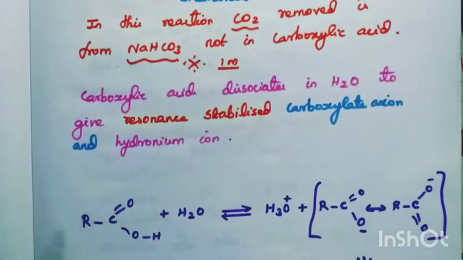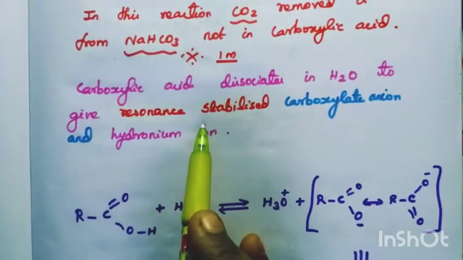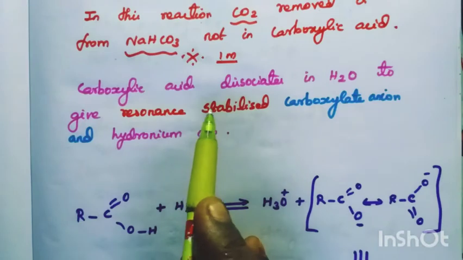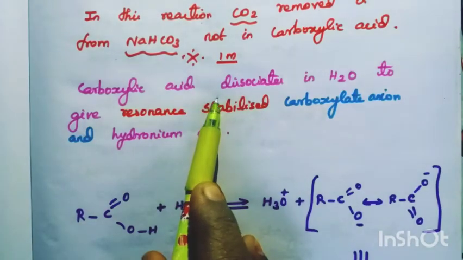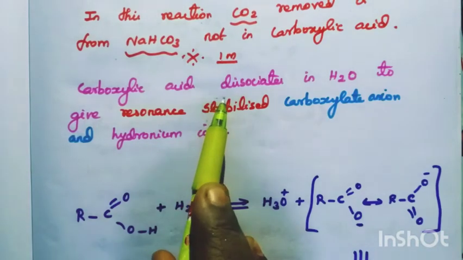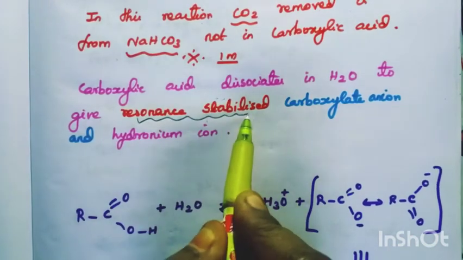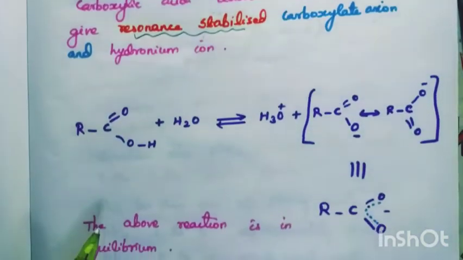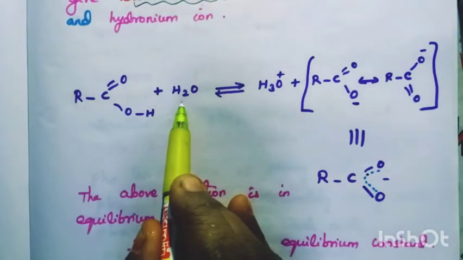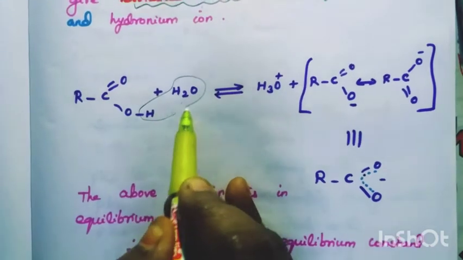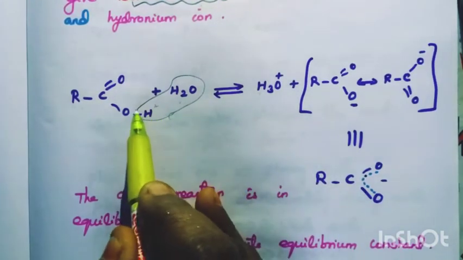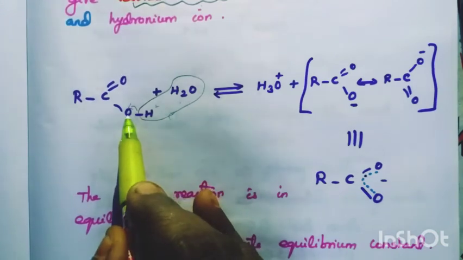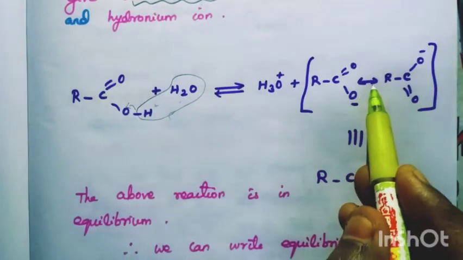Now the carboxylic acid dissociates in water to give a resonance-stabilized ion. That is why, even though it has a carbonyl group, it does not undergo addition reactions like aldehydes and ketones, due to the resonance stabilization of the carboxylate ion. Carboxylic acid, COOH, with water: what happens? H3O plus forms, H plus goes out, leaving a minus charge. So this becomes O minus, and it is involved in resonance.